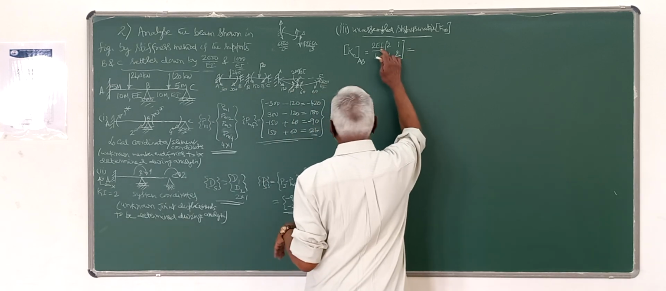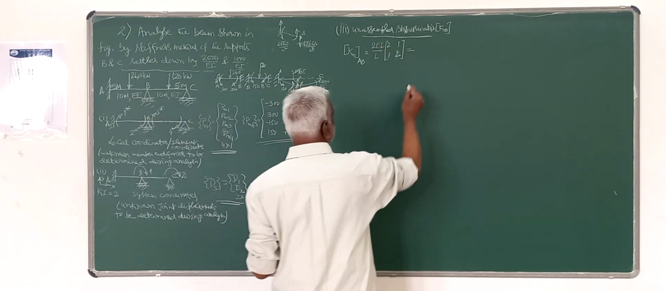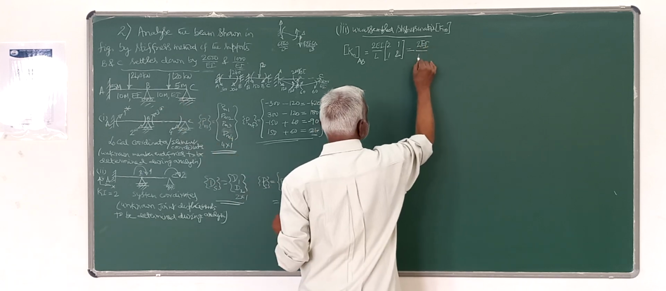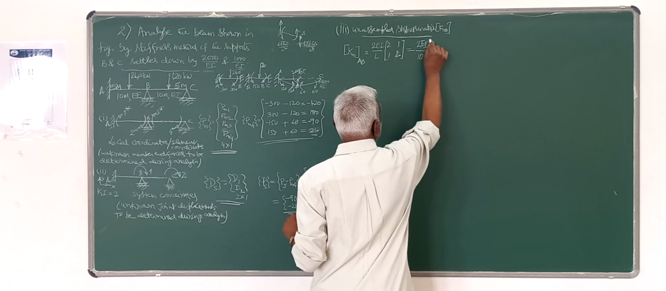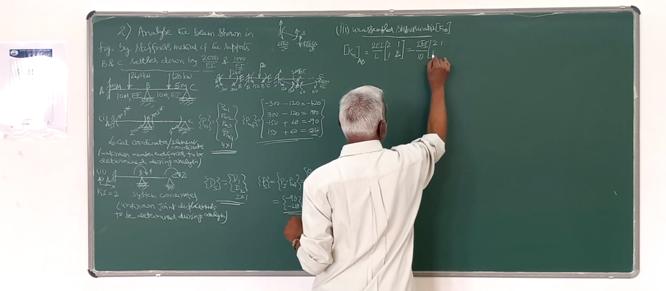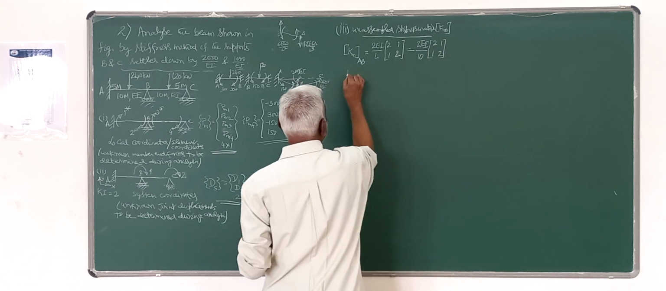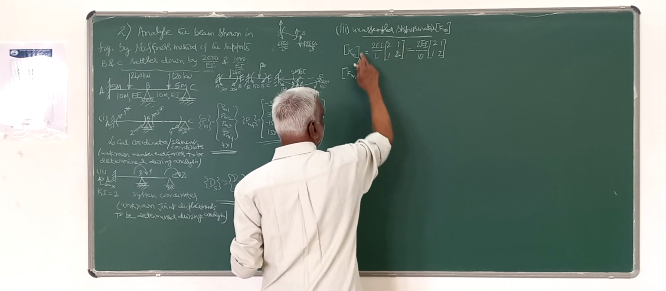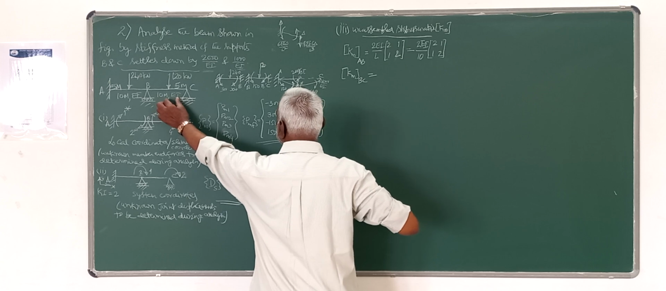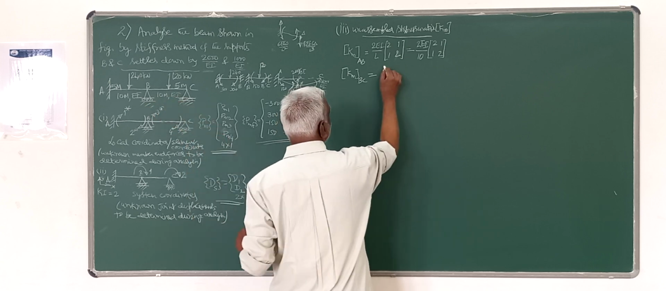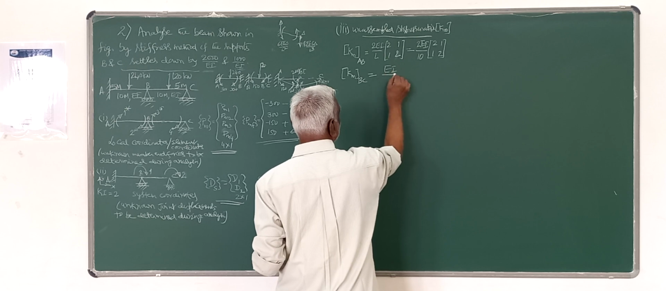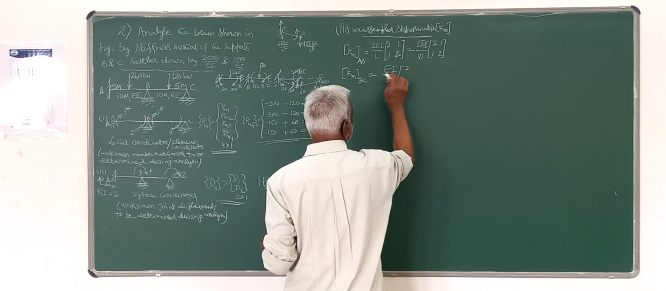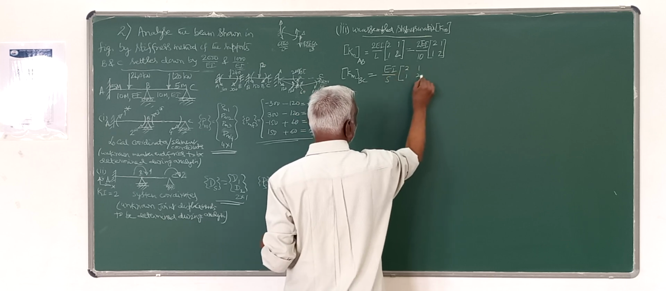So here, the EI value for AB is EI itself. So it is 2 into EI divided by L, where L is 10 meters, times 2, 1, 1, 2. Similarly, the stiffness matrix of the member BC is also 2EI by L, 2, 1, 1, 2. The EI value is EI itself, L is 10, so you will get 2EI by 10, 2, 1, 1, 2, or after simplification, EI by 5, 2, 1, 1, 2.